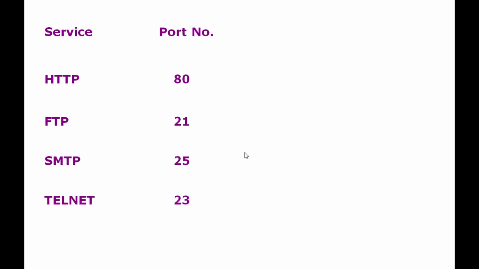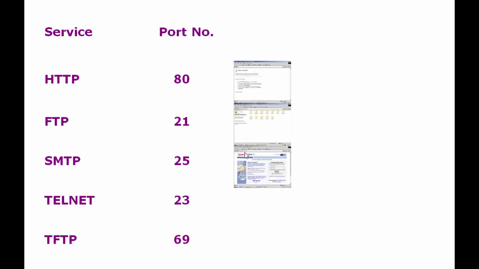The application layer is used to provide networking services directly to the user, and there are many examples like HTTP, FTP, SMTP and Telnet. HTTP port number is 80, FTP port number is 21, SMTP port number is 25, which is used for mail transfer. Telnet uses 23, and TFTP is Trivial File Transfer Protocol. So this is all about the application layer. In the next video, we are going to discuss the presentation layer and session layer.